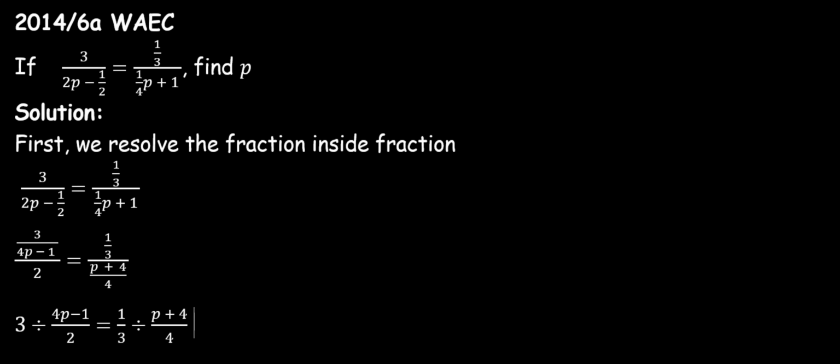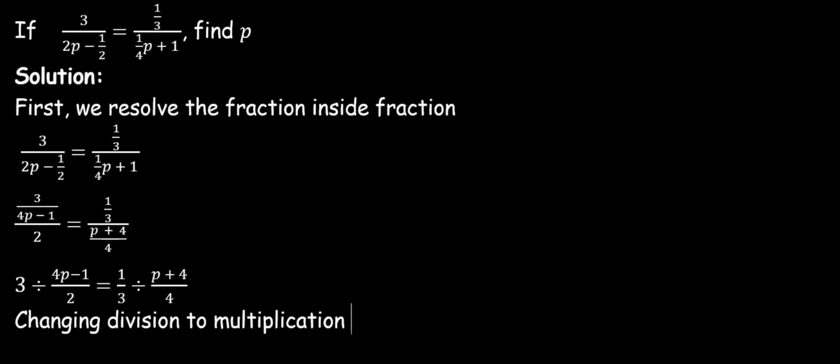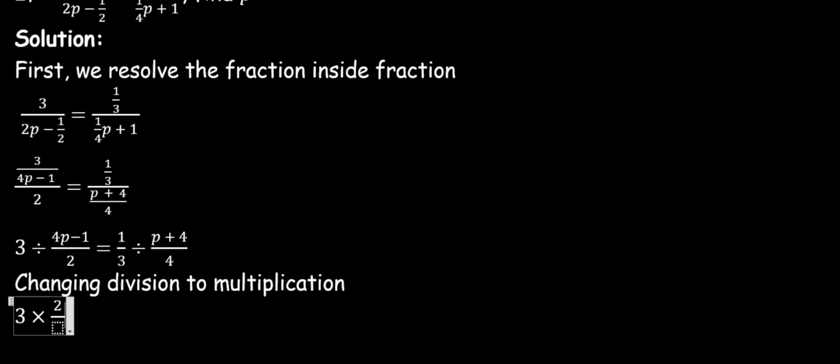Next, changing from division to multiplication, we now have 3 times 2 divided by 4p minus 1. When you're changing from division to multiplication, it's just to invert. Numerator becomes denominator. This will be equal to 1 over 3 times 4 divided by p plus 4.